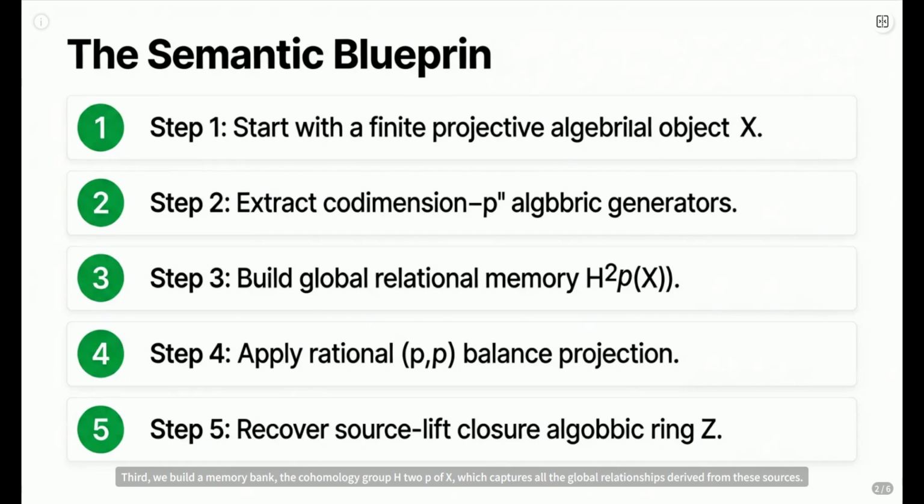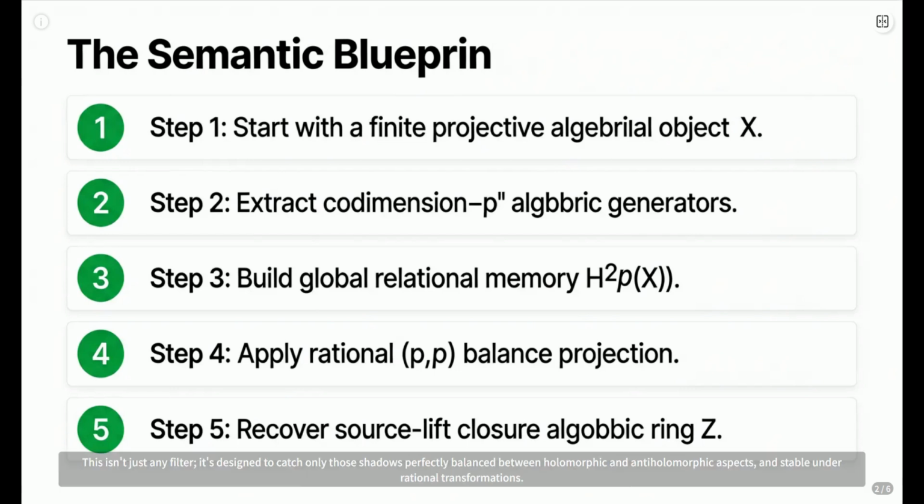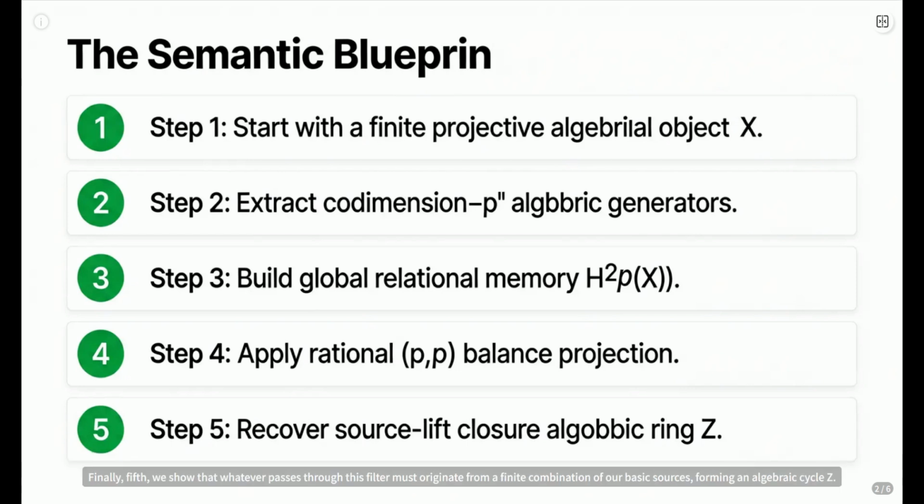these sources. Fourth, we apply a special filter, the rational (p,p) balance projection. This isn't just any filter. It's designed to catch only those shadows perfectly balanced between holomorphic and anti-holomorphic aspects and stable under rational transformations. Finally, fifth, we show that whatever passes through this filter must originate from a finite combination of our basic sources, forming an algebraic cycle Z. It's a journey from the abstract shadow back to concrete geometric origins.